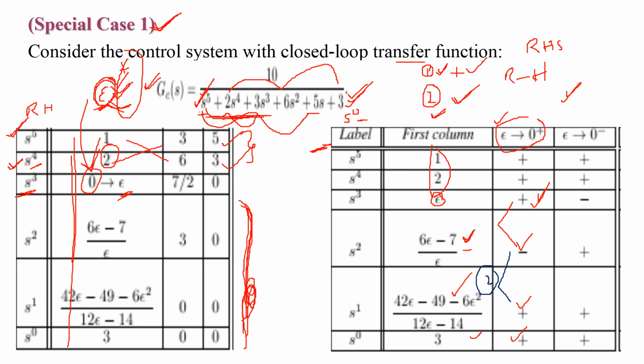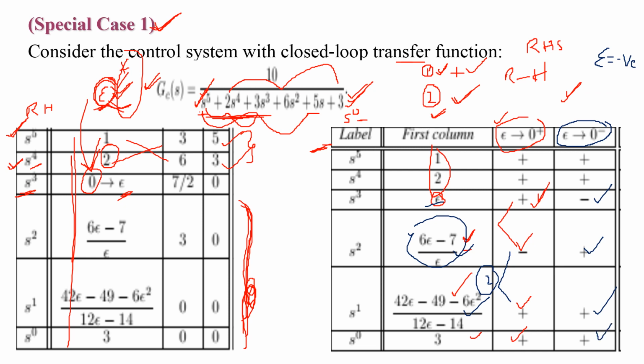Similarly, identify the number of sign changes by considering epsilon as a negative integer. Means by substituting epsilon as a negative value, find out the number of sign changes in the first column. By substituting a negative value in this one, we are going to get this element as positive. Similarly, by substituting in this one, we are going to get positive, again positive.